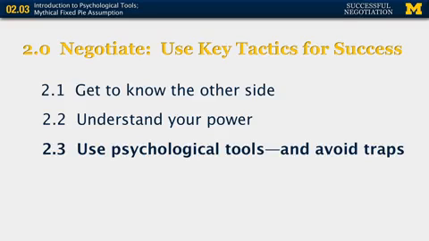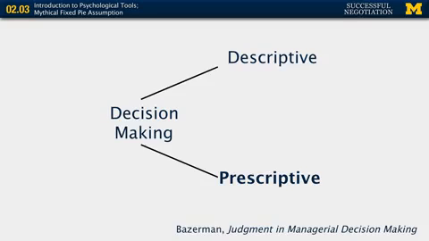In thinking about these tools and traps, we're going to be looking at some research by people who focus on decision making. And these people fall within two camps. Some of the researchers are prescriptive. They try to prescribe how we as human beings should make decisions. The other camp focuses more on descriptive research or behavioral research. They try to look at how we act as human beings, and then they build on that knowledge in providing advice for negotiators.